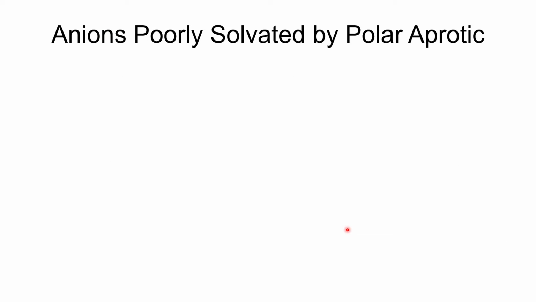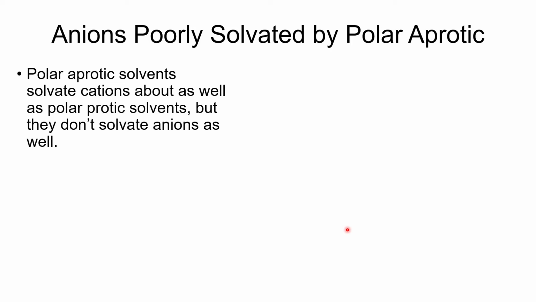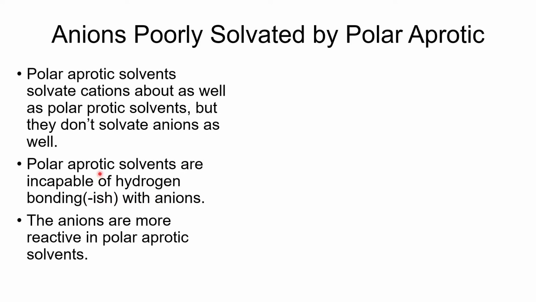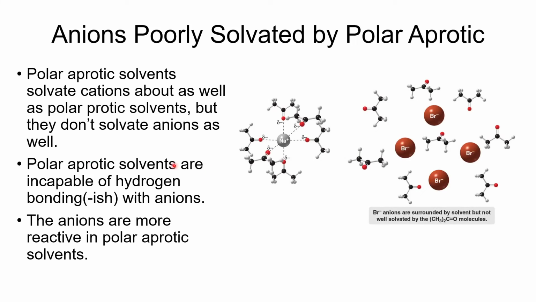Well, we will find that the anions are very poorly solvated in polar aprotic solvents. So the cations are solvated about as well as they are in polar protic solvents, but they don't solvate the anions very well. So the polar aprotic solvents are incapable of this hydrogen bonding, again, ish interaction with the anions. And therefore the anions are more reactive in polar aprotic solvents.